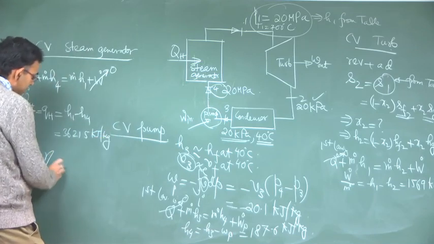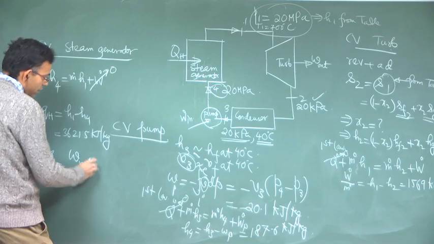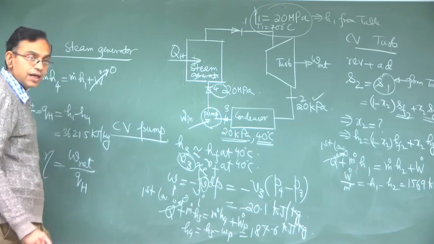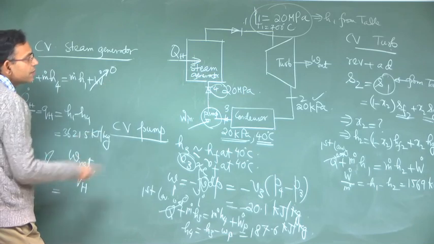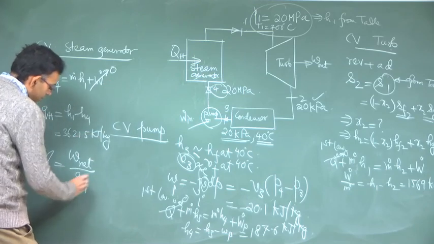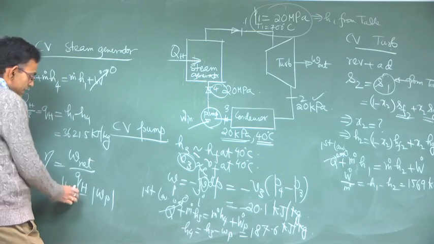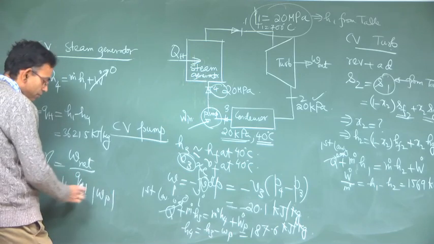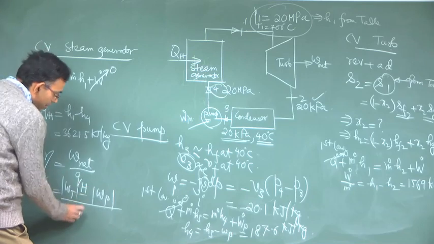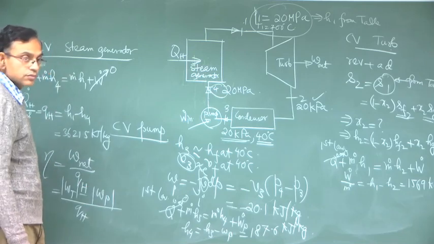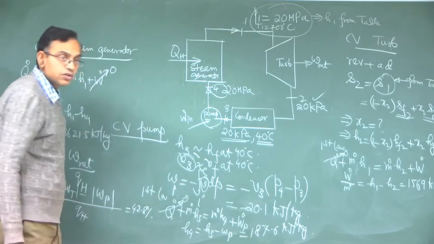So, now for efficiency of the cycle, what do you require? For efficiency of the cycle, you require the net work output by QH, right? This is the definition of efficiency of a cycle. So, what is the net work output? Net work output is W turbine minus W pump. This is output power, this is input power, mod of output power minus mod of input power. That is the net power or net work divided by QH. So, this will be 42.8% for this problem.